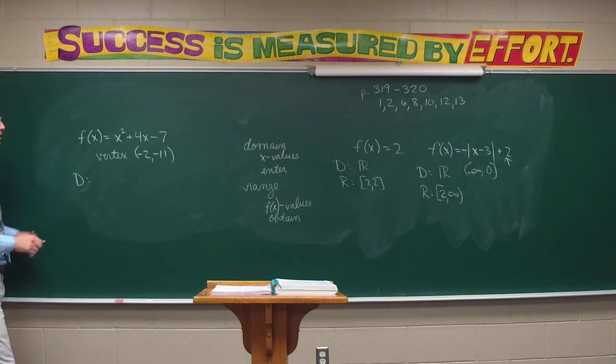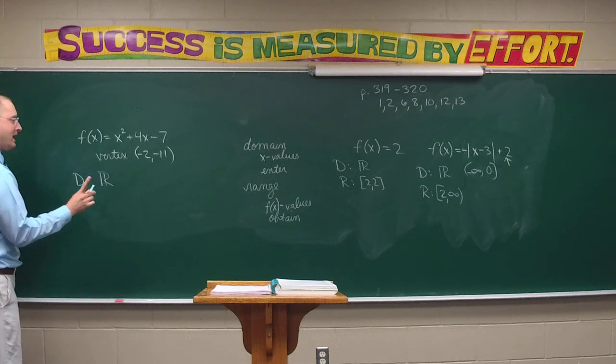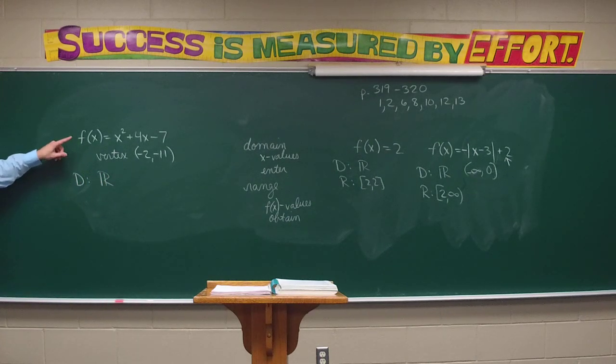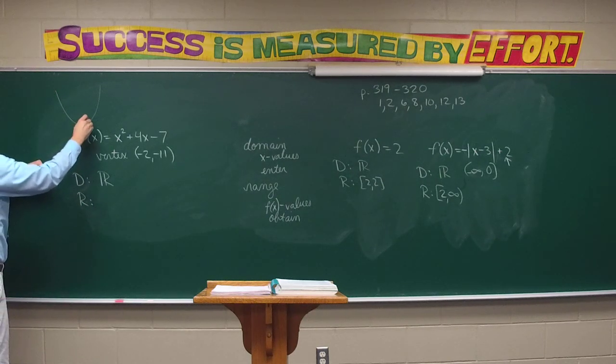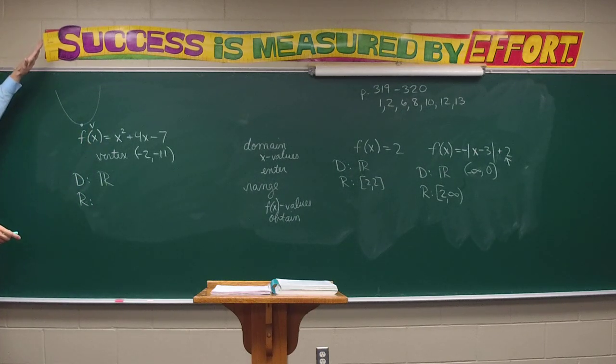What's the domain of all the x's I can plug into a quadratic function, class? All the numbers, plug in anything you want. But because a quadratic function is in the shape of a parabola, the range, or the f of x or y values, are going to go from this vertex point upward, correct? So, what's the range?